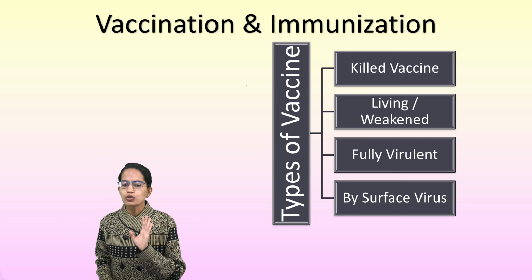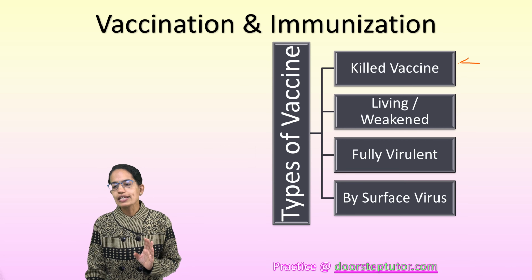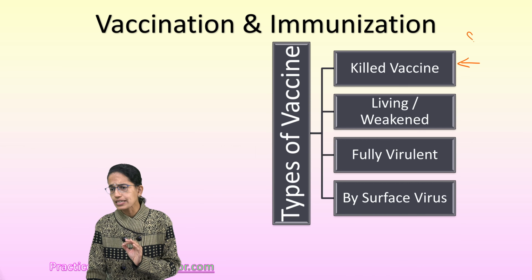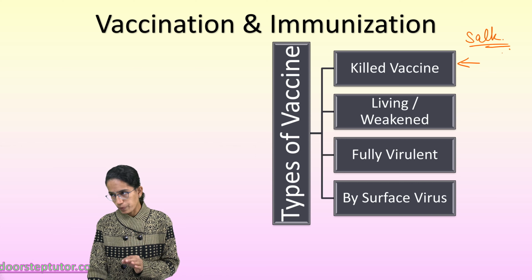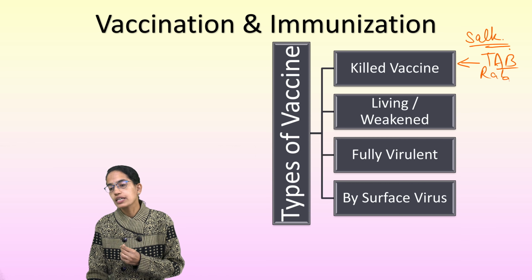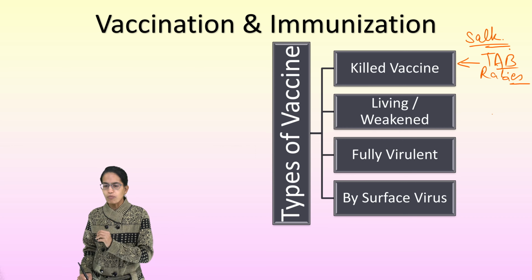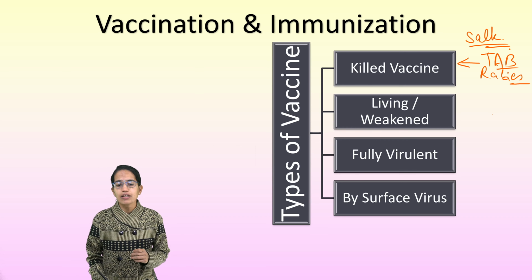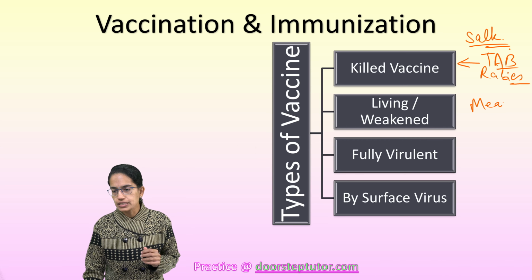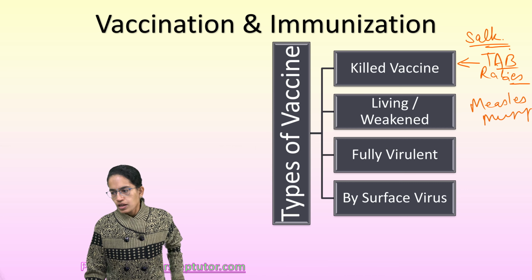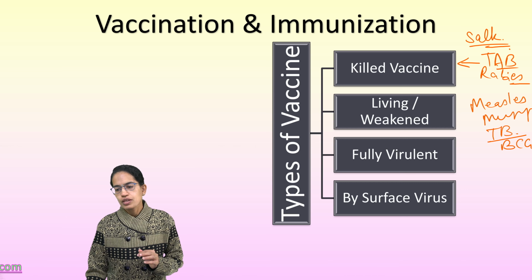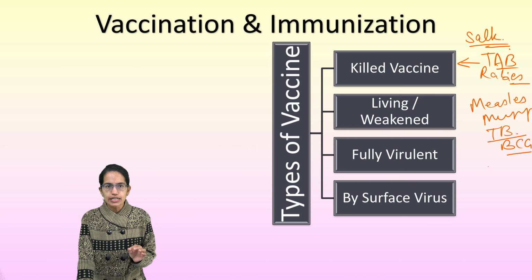There are four types of vaccines that we talk about. One is the killed vaccine. Again, very important. Good examples of killed vaccines are the Salk vaccine for polio, TAB for typhoid, and the rabies vaccine. The next is the living or weakened vaccine. Living or weakened vaccines include measles, mumps, and the freeze-dried BCG for tuberculosis.